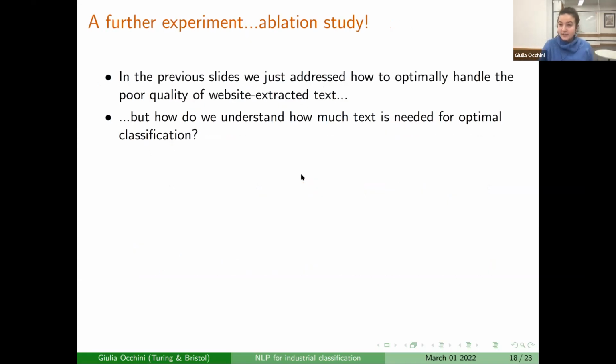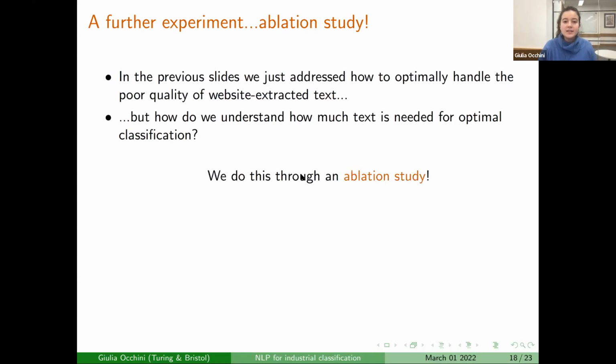In the previous slide, I just tackled a bit the problem of the quality of text that we have. So we do not have text that is very well structured. Using contextualization can help us to make this text more interpretable. But what about the quantity of text that we need to use for industrial classification? Well, to understand what's the optimal quantity of text that we need for this task, we did an ablation study.